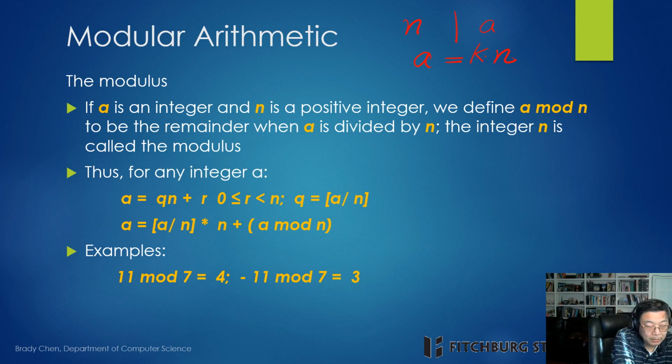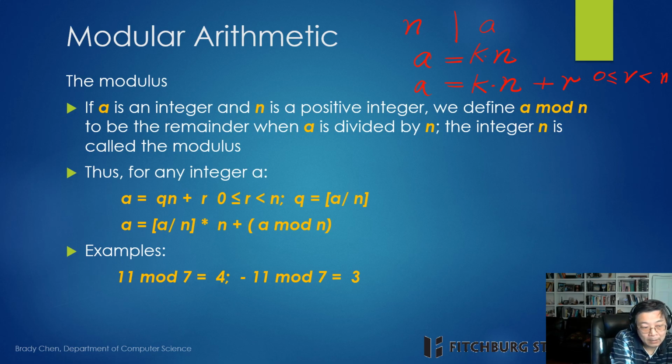But what if n is unable to divide a? That means a is not a multiple of n. In that case, we can do the division and write a as a quotient k times n, but a is not a multiple of n. So we can find the k such that a equals k times n plus another number r. Now, r is greater than or equal to 0 and less than n.